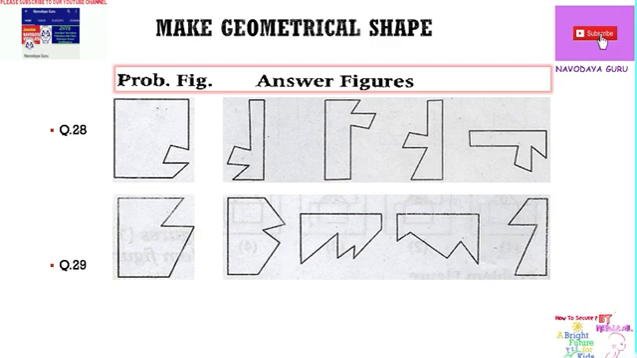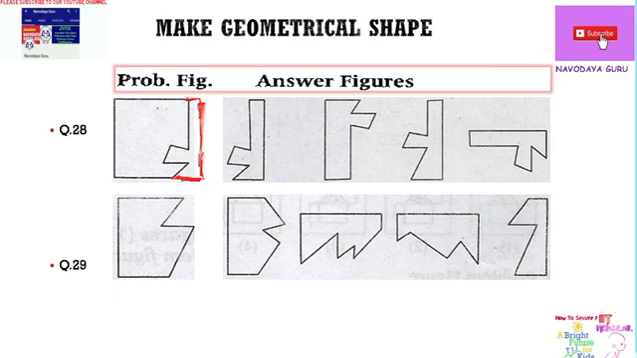Let's go to question number 28. If we complete the incomplete portion, we get this kind of shape. Let's check. Rather, what we can do here is we can extend this line further. Then we can take this picture this way. So this kind of shape we can check for in the answer figures.